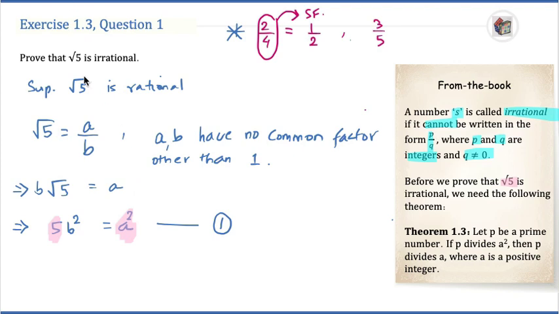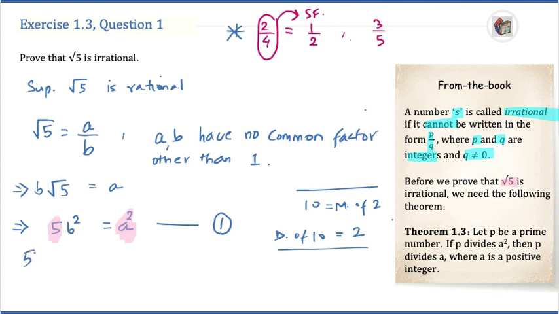How do I know it divides it? Well, a squared here is 5 multiplied by something, which means a squared is a multiple of 5. So if a squared is a multiple of 5, then 5 is a divisor of a squared. Obvious, right? Let's just take a quick example. 10 is a multiple of 2. You can also say that 2 is a divisor of 10. So that's the connection between those.